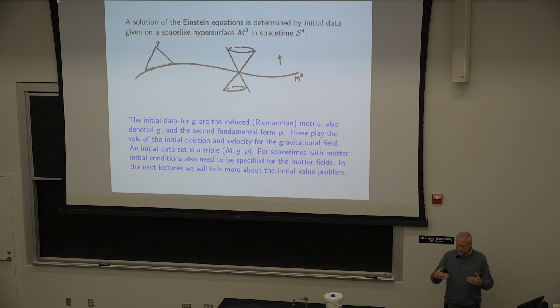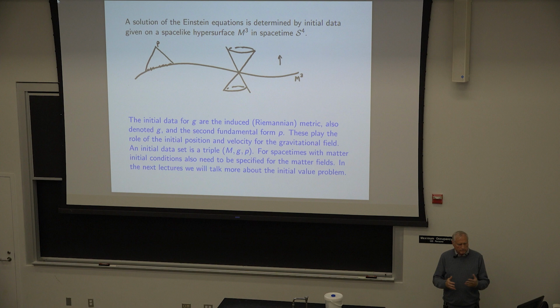So the initial position is the induced metric. That means the restriction of the metric G to M, so that has to be given initially. And the second fundamental form, if you remember your surface theory, you can actually think of it as the rate of change of the metric in the normal direction times a factor of 2, I think. And so the second fundamental form plays the role of the initial velocity for the gravitational field.